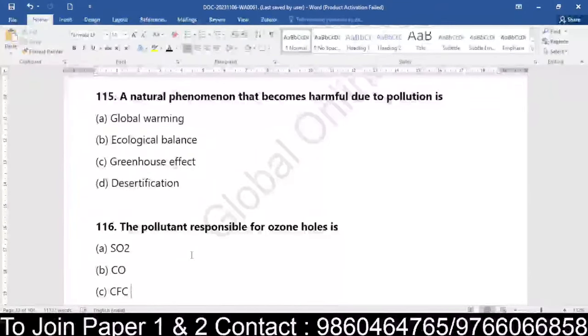Okay, so the natural phenomenon that becomes harmful due to pollution is the greenhouse effect. We have done this in the theory class also. As I told, if you are coming for the sessions without the theory class, it becomes a little difficult, but it's okay. At least now you can make sure that you are learning properly and practicing yourself very well, right?